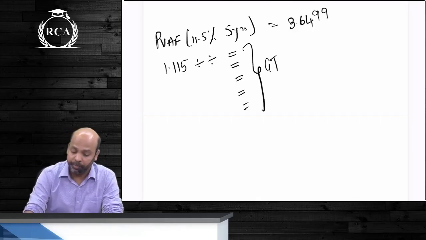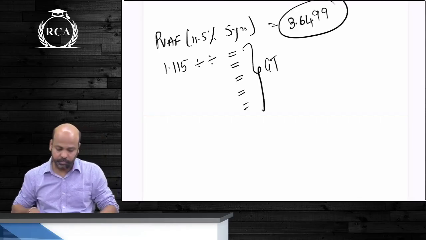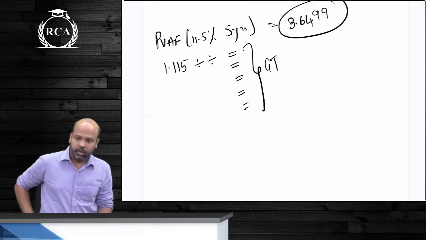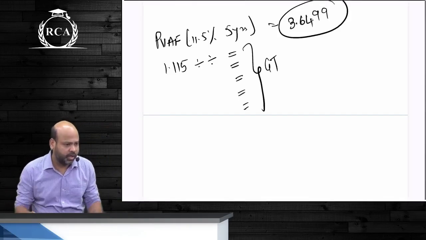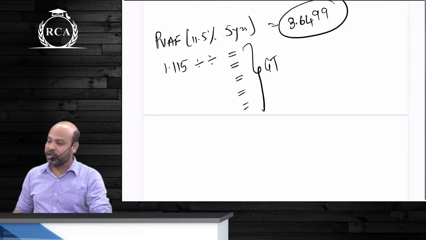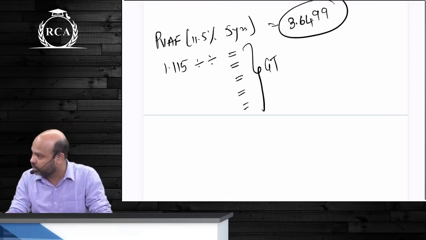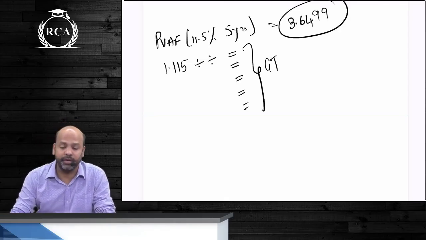Understood? So how do you interpret this value of 3.6499? If you deposit 3.6499 today, you're going to receive 1 rupee every year for the next 5 years, provided the rate of interest is 11.5%.